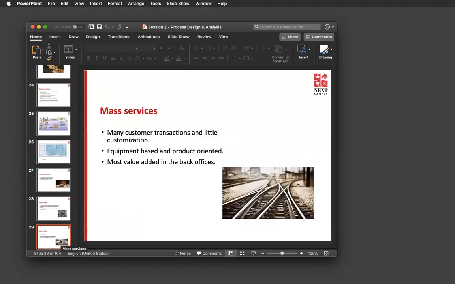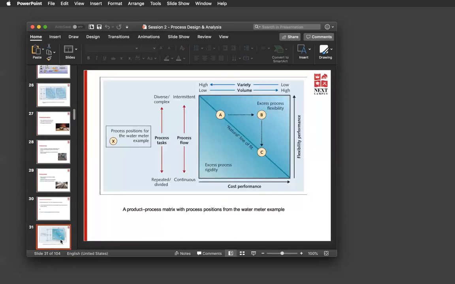Mass service, railway ticketing, that's a mass service, right? It is equipment-based in today's world, in the digital domain. You can book it online. So it's the same sort of process. There's no major customization that is required for a mass service. Okay. So whatever I discussed is applicable here. It's in graphical form for you to better understand this.